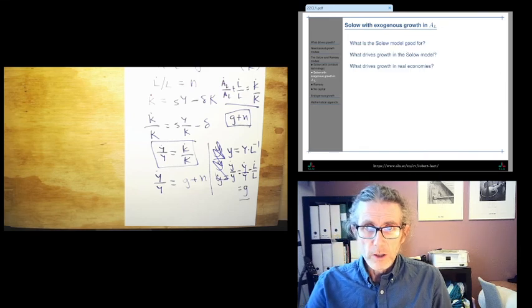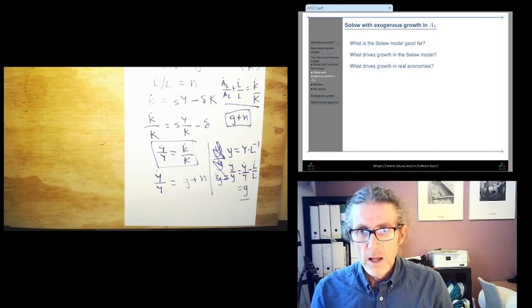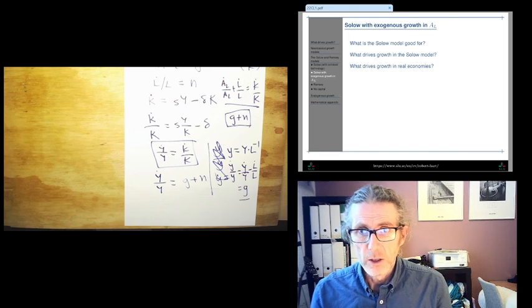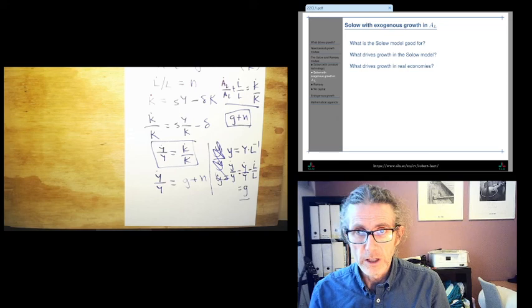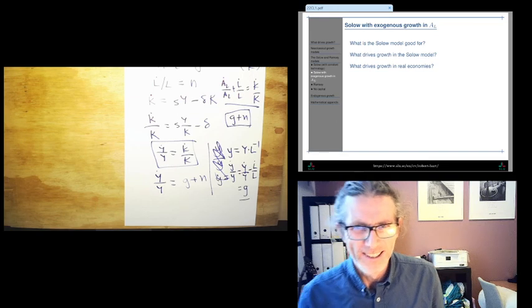What's the Solow model good for? Well, among other things, dealing with the short to medium run, the effects of shocks, and so on. What drives growth? Exogenous technological progress. What drives growth in real economies? Well, we could say, if you like, endogenous technological progress, right?